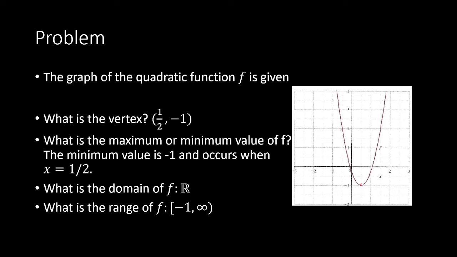So what is the maximum or minimum value of f? You cannot have both a maximum and a minimum value. Since this parabola opens upward, it's a minimum value. And we say the minimum value is negative 1, and it only occurs when x is 1 half. The domain is all real numbers, right? It goes to infinity on the negative side and the positive side. The range is from negative 1 all the way to infinity.